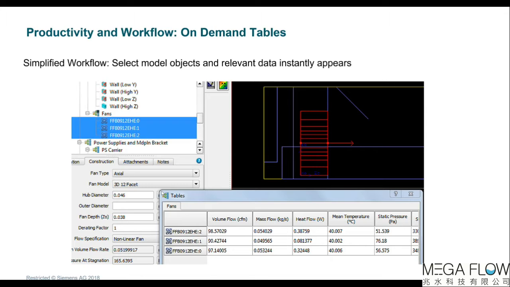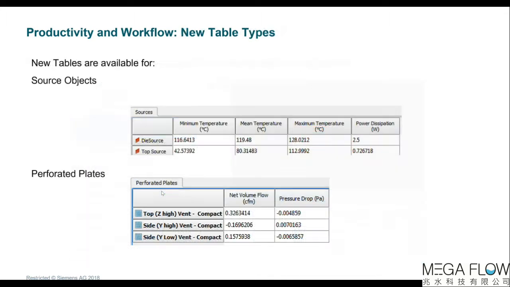So in this case, I've selected 3 fans in my model, and the tables window will show me information about those 3 fans, and only information that's relevant to the fan smart part objects. So it works the same way for any object type. If I selected a monitor point in my tree, tables would show me only information about that particular monitor point. So it becomes very much a point and click operation to get access to the numbers that you need to have.